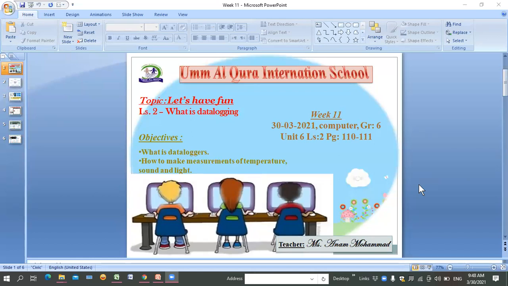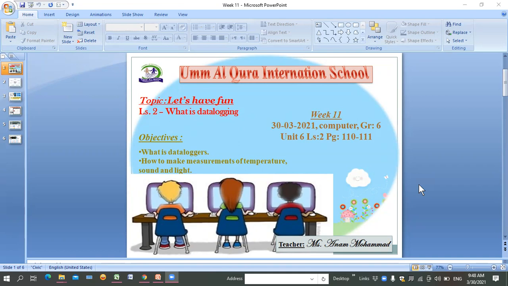Today we will take lesson number 2, what is data logging. On pages 110 to 111, we will learn what exactly data loggers are and how to make measurements for temperature, sound, and light. How can we measure these things with the help of a data logger?